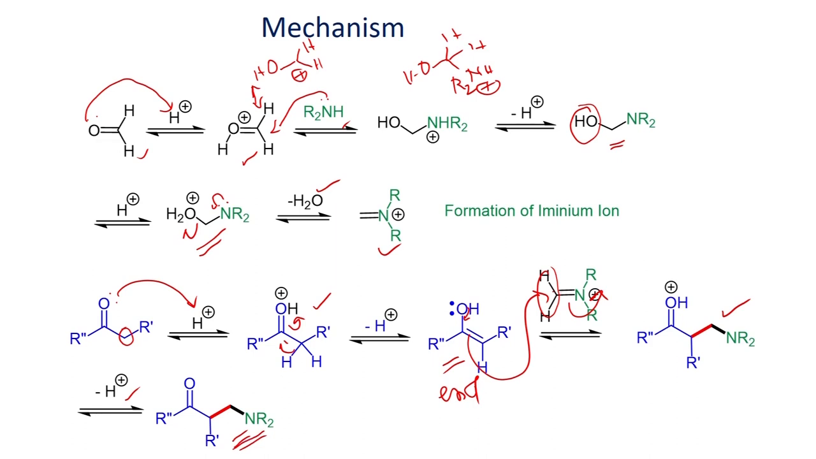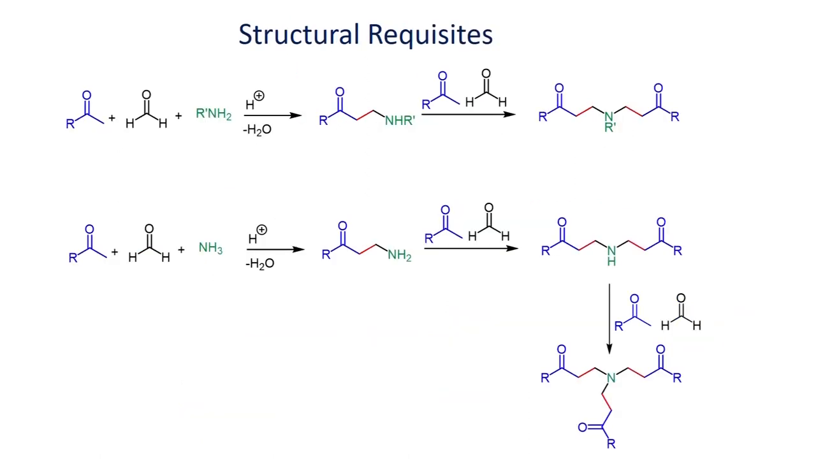This is three component reaction. As you can see here, the reaction of amine, aldehyde and enolizable ketone are involved to give this beta amino carbonyl compound as the product. Now let us look at what kind of amine, what kind of enol derivatives can be used for this reaction.